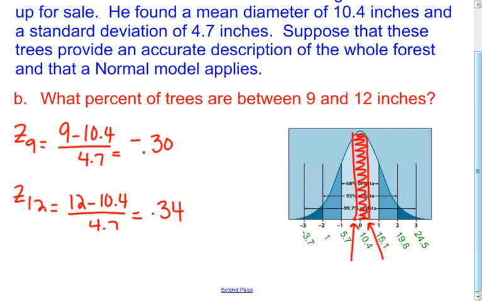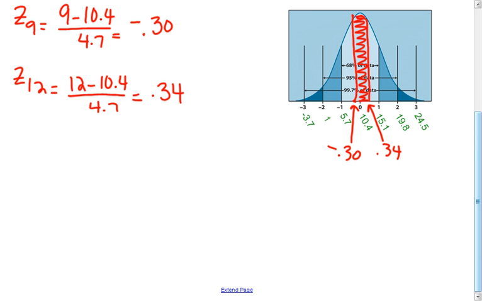So the z-score for this is negative 0.3. The z-score for this is 0.34, and that's what you need. In order to do normal CDF, you always need to know z-scores. So now I will go normal CDF.